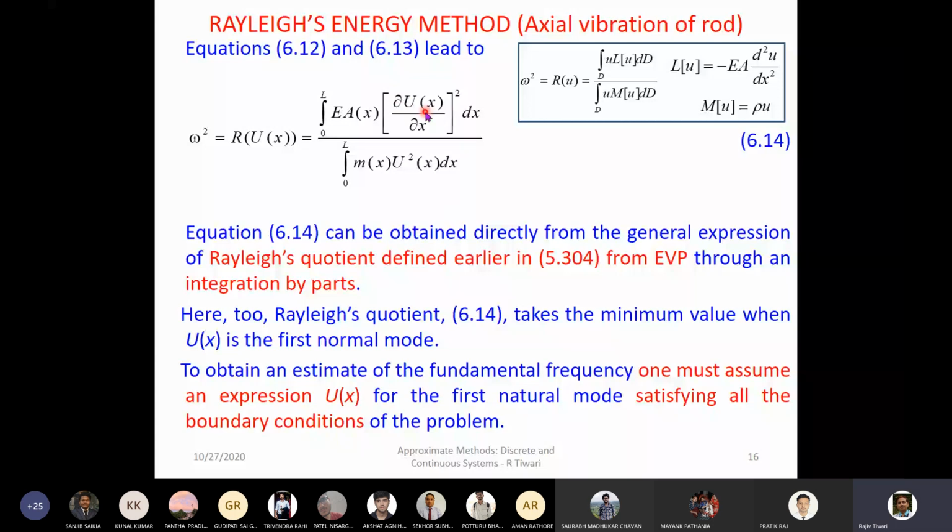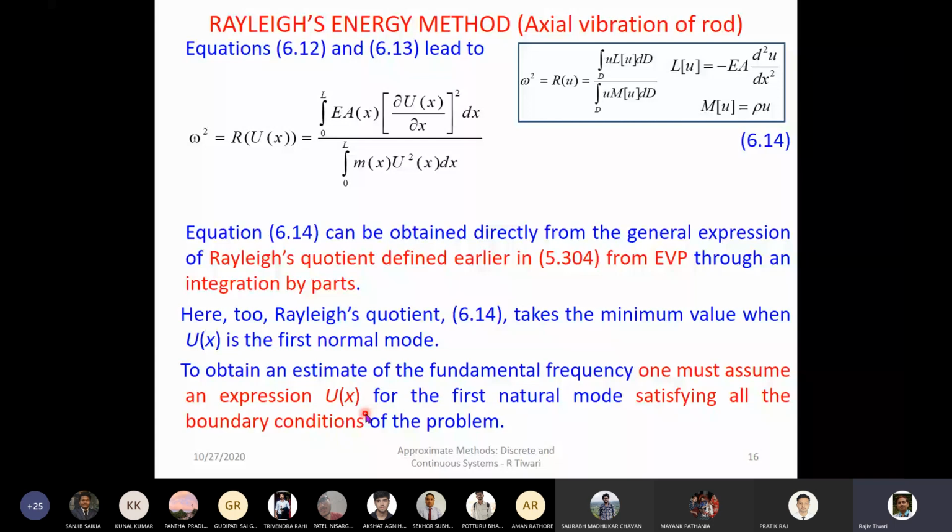So while choosing the u(x) function, the only requirement is that we need to satisfy the boundary conditions of the problem. If it is a cantilever beam or a fixed beam, accordingly we need to satisfy the boundary conditions of the function. So through an example, we'll see how we choose this function while satisfying the boundary conditions.